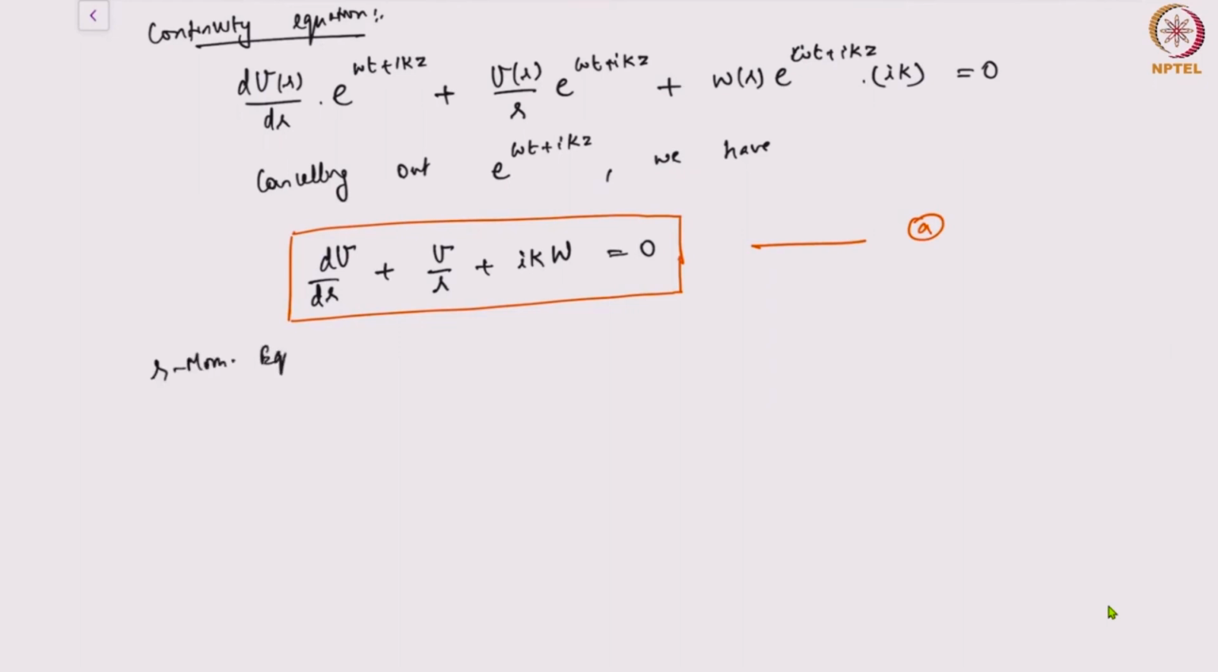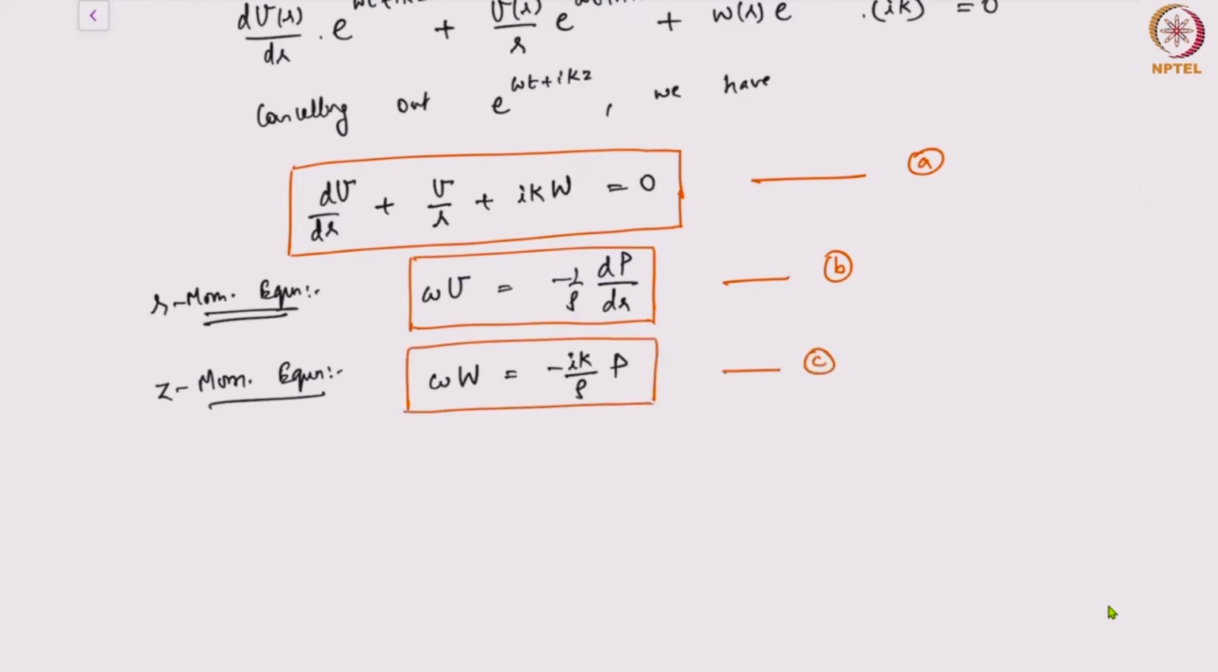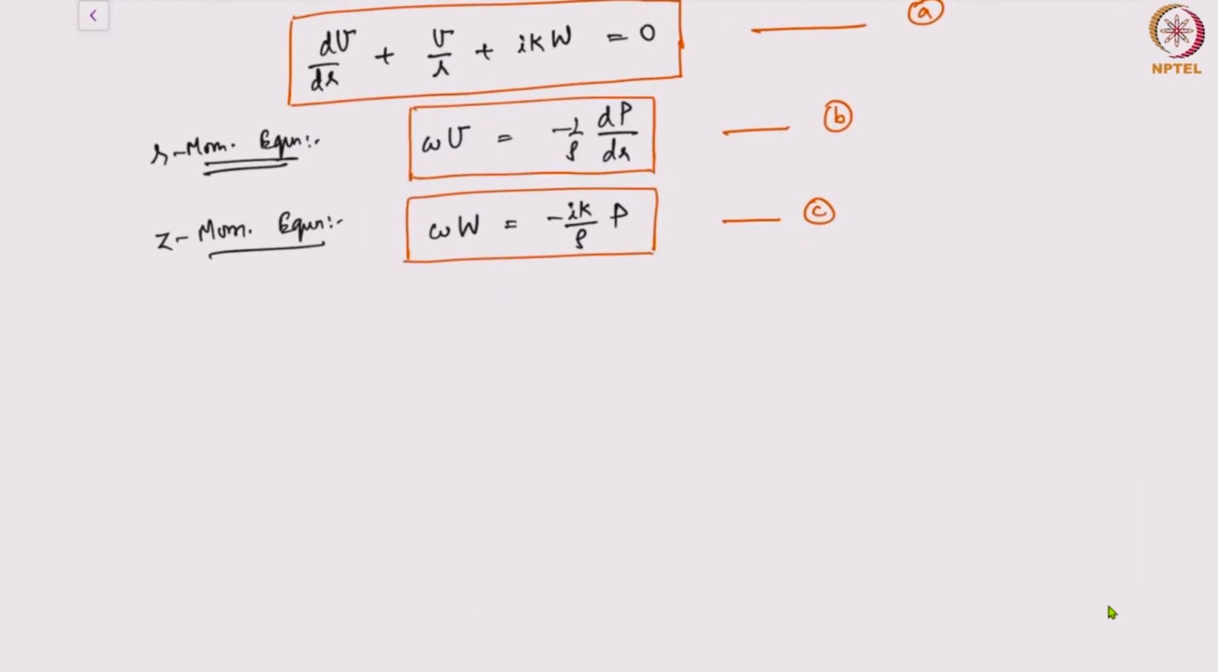R momentum equation, if you were to do exactly the same analysis, you would get omega times capital U is equal to minus 1 by rho d capital P by dr. We'll call this equation B. And finally we have Z momentum equation, omega W is minus Ik by rho of capital P. This is equation C.